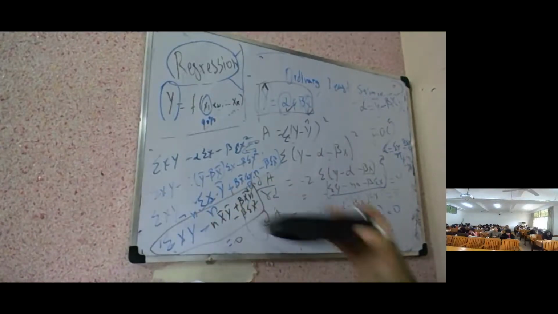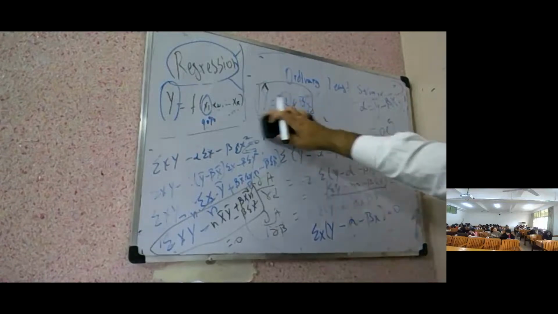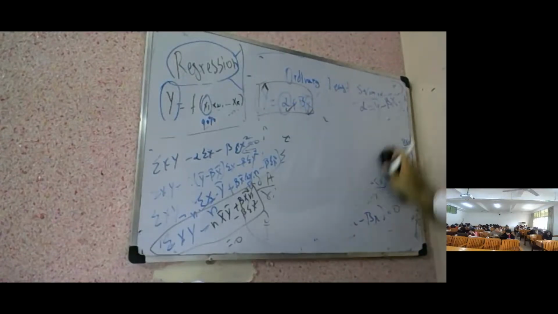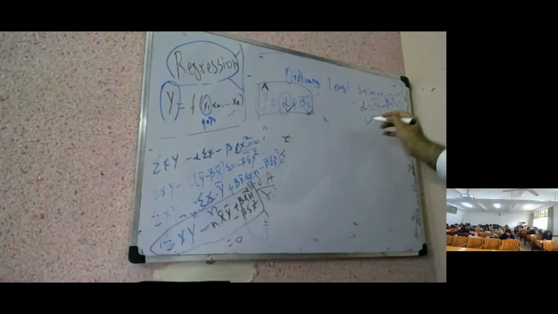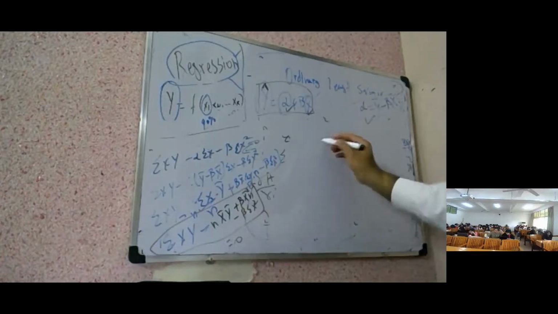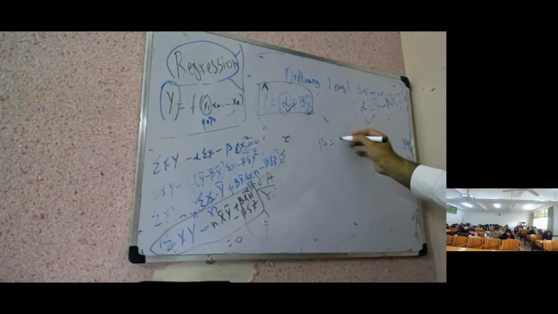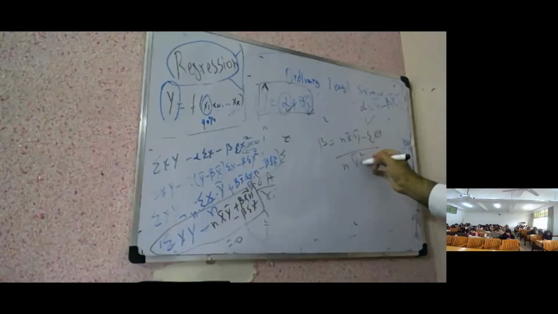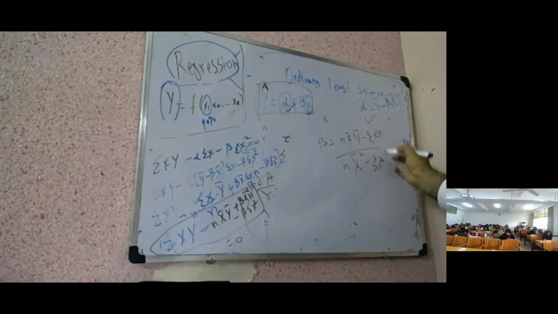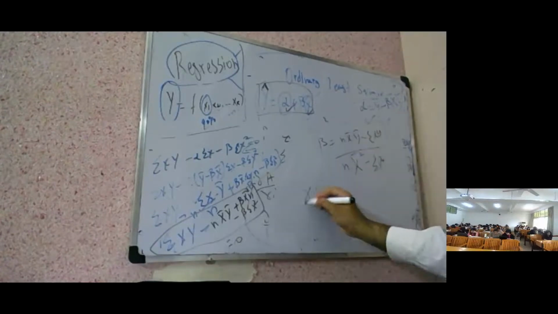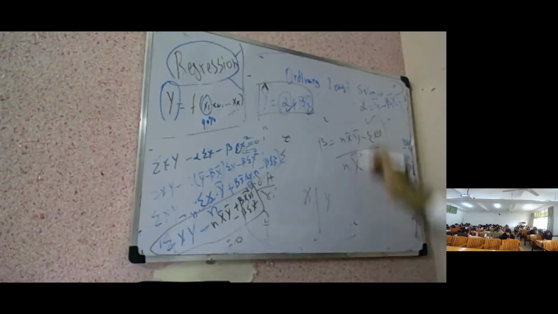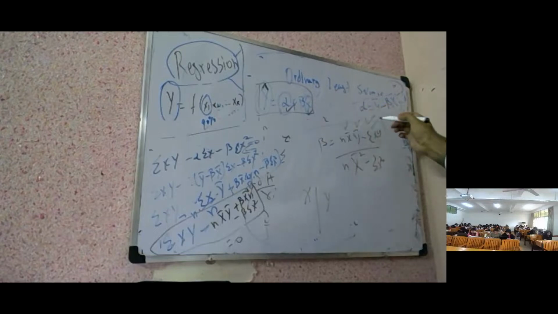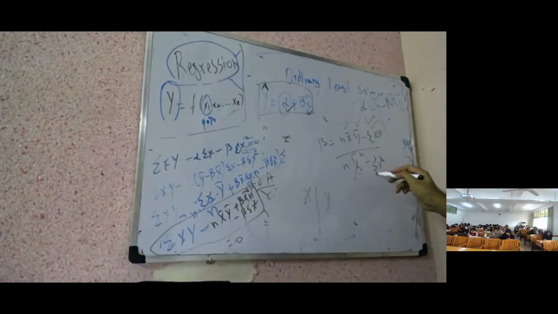Now if I solve this one, let me remove this one because I already know the alpha here. If I solve this one, I can get beta equal to n x bar y bar minus sum of xy upon n x bar square minus sum of x square. So now I have series x and y given. I can get x bar, I can get y bar, I can get sum of xy, I can get x bar square, I can get sum of x square.